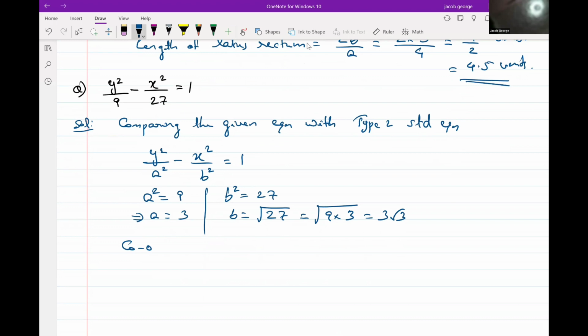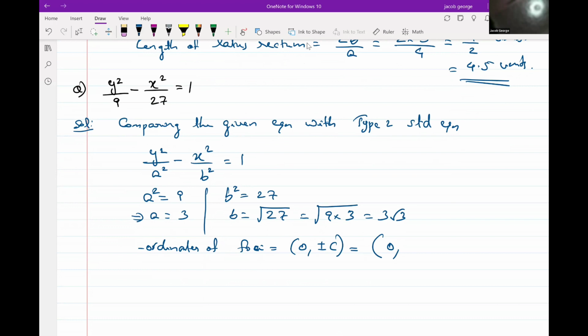Aryan, what are the coordinates of the foci in type 2? So 0, plus or minus c. Correct. 0, comma, plus or minus c. So that comes like 0, comma, but we have to find c.